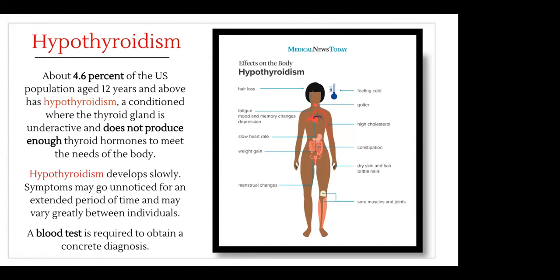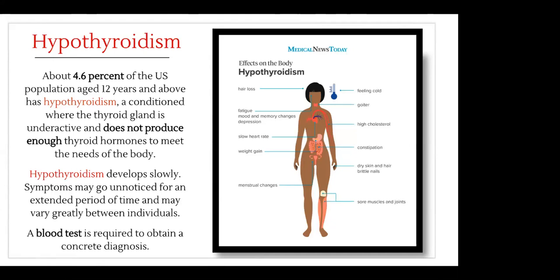So let's look at how hypothyroidism affects the body. It can cause hair loss, fatigue, a change in mood and memory, even depression. It can cause our heart rate to slow down. Unfortunately, it can cause weight gain, right? A lot of women that come to my office that just cannot get their weight off, they blame it always on their thyroid gland. It can cause menstrual changes, heavy bleeding or very little bleeding during our menstrual cycle.